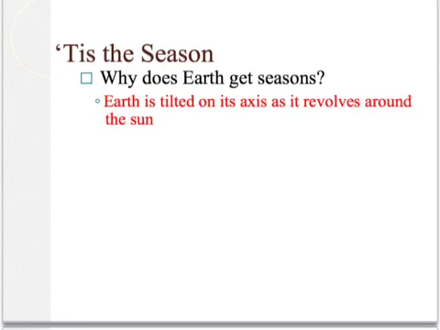'Tis the season. This is in the middle column. Why does Earth get seasons? 2 reasons. Earth is tilted on its axis. So that's the first one right here, tilted on its axis, as it revolves around the sun. So that revolution, and right now it doesn't seem like it after yesterday, but every day we are tilting more and more towards the sun to get those direct rays. Without us revolving, we would just be tilted in one direction.